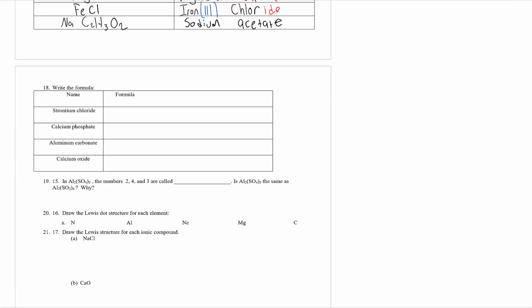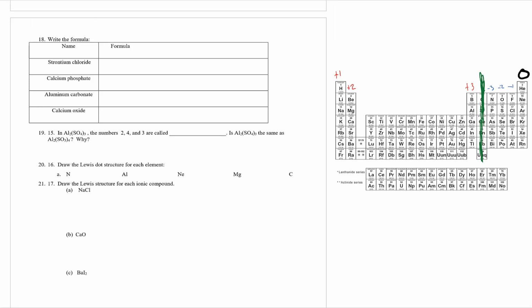Sorry, I had to bring it on the table. The way that you do these is you do swap and drop with the charges. Or you can just think about how you get it to neutral. That also works. So strontium chloride. This is strontium. Strontium is going to make a +2 ion, so Sr 2+. Chloride is right here. It's chlorine. The IDE lets you know that it's -1, so Cl -1.